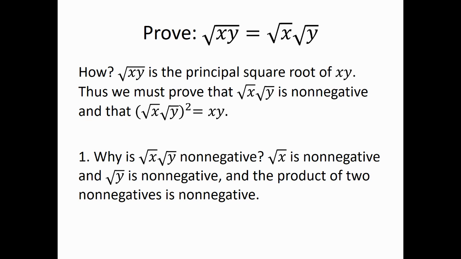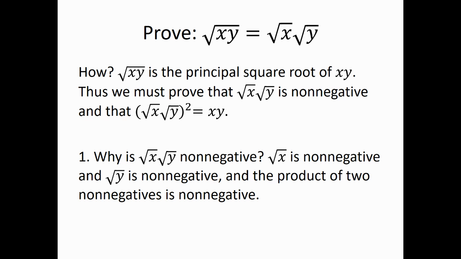On the worksheet, you'll prove that the square root of x divided by y is the square root of x divided by the square root of y. And the procedure that you will follow there is precisely what I will do here. Okay, so how do we prove that the square root of x times y is the square root of x times the square root of y?